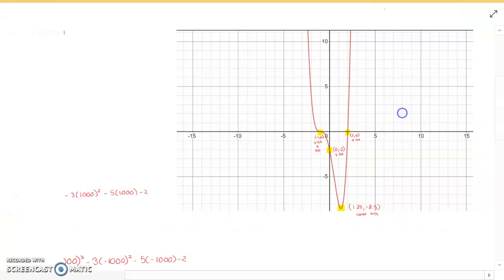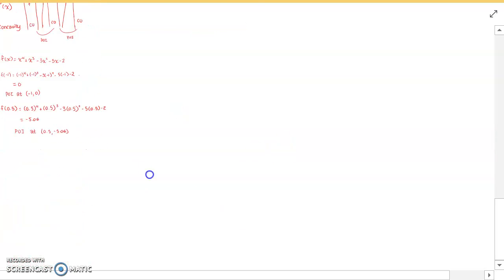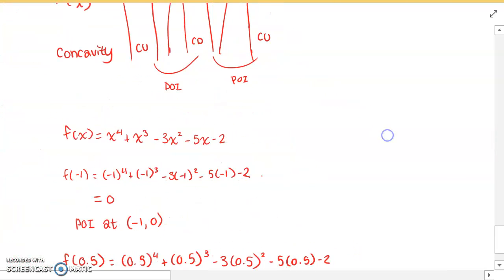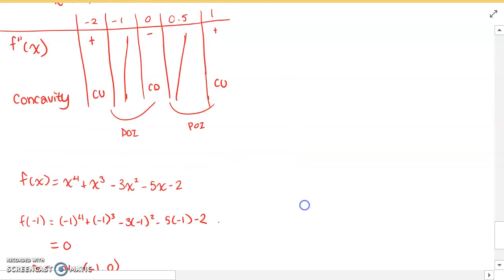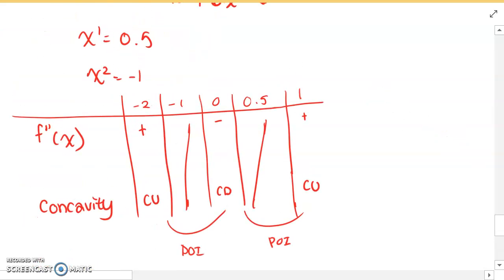And lastly, just a challenge I wanted to go over, or a problem, is that I ended up finding when doing my work that there was a point of inflection at 0.5, -5.06. And I believe that I made a mistake in my derivative chart where the values prior to -1 should have been concave down, meaning there wouldn't have been a point of inflection. But when I plugged into my calculator, I kept getting positive values, so I'm unsure of what went wrong there.